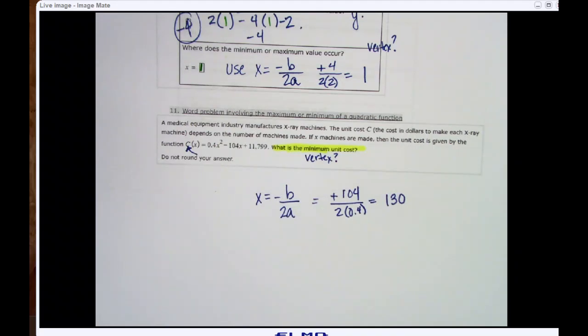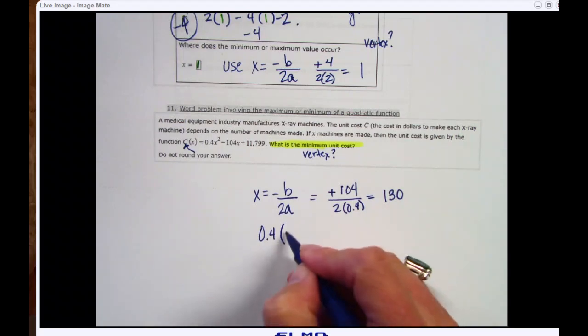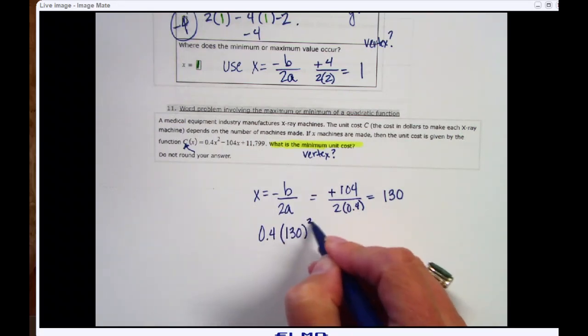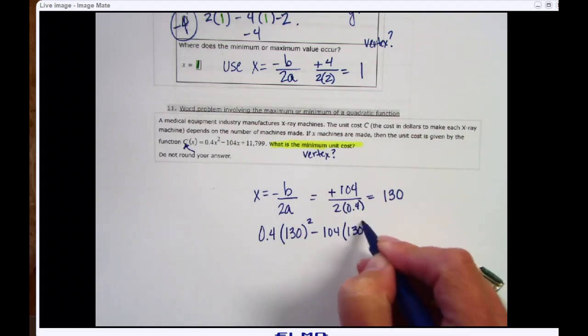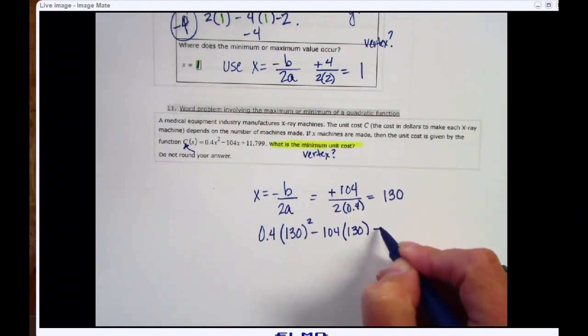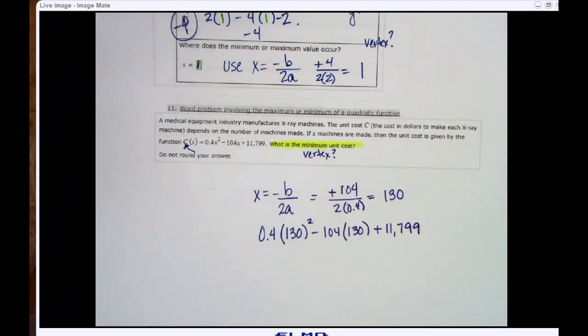To get my y value, what are we going to do? 0.4 times 130 squared. Aren't you grateful they let us use calculators? Yeah. Me too. Plus 11,799. Who's typing that in? Not it. I'll grab mine. Where is my yellow calculator? There it is.